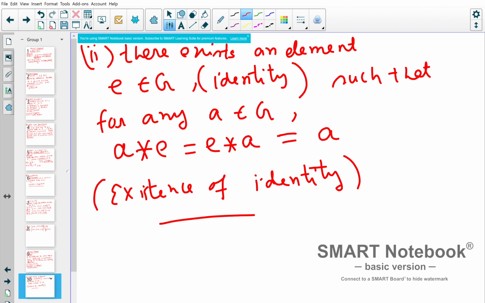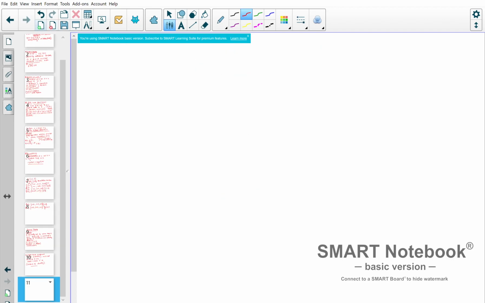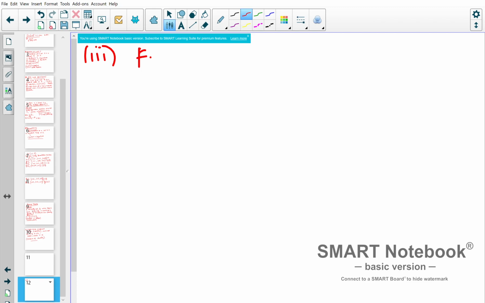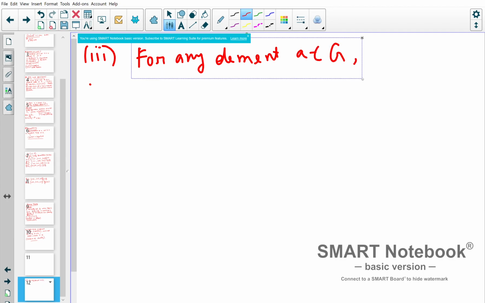And then the third property is existence of inverse. So what does that mean? For any element, say A belongs to G, you will have, there exists, this is the symbol for there exists.